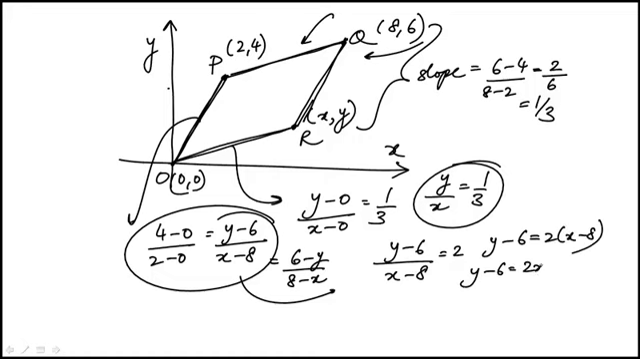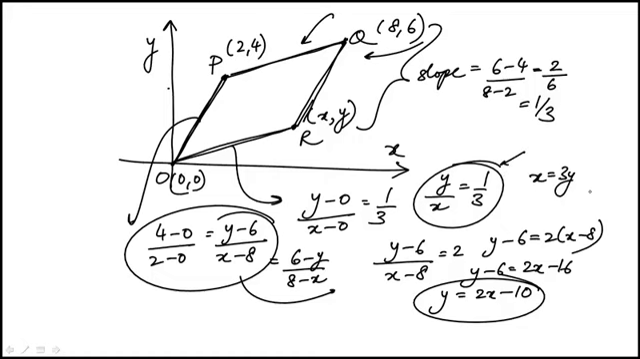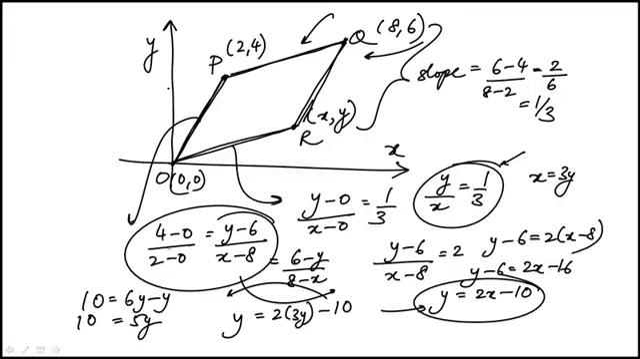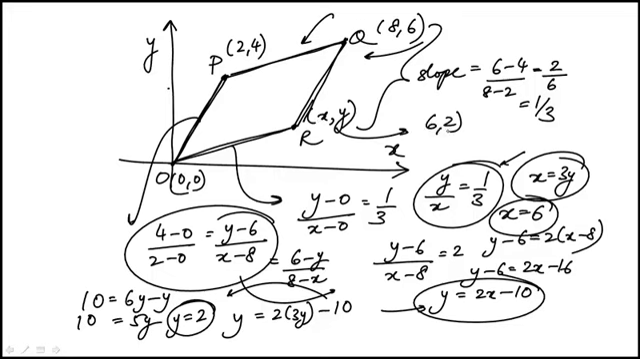y minus 6 is 2x minus 16. This becomes y is 2x minus 10. And the other equation says x is 3y. I'm going to replace x in terms of y here, it's easier. So that becomes y equals 2 times 3y minus 10, which is 6y minus 10. I'm going to move the 10 over, and this is 6y minus y, which is 5y, which means y is equal to 2. And then I'm going to find x. x is 3 times 2, which is 6. So this point is (6, 2), which is answer choice E.